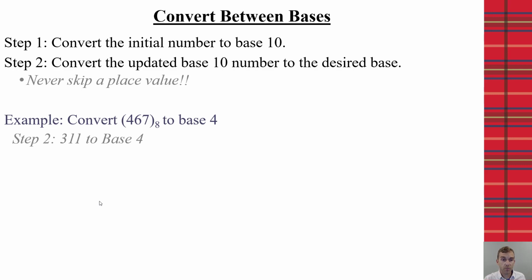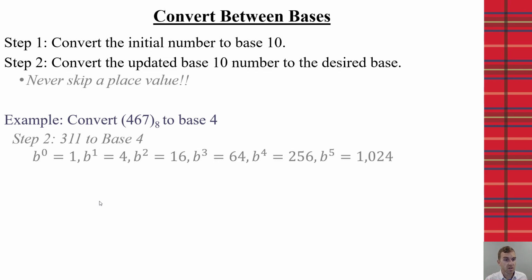So let's go through our base 4 powers. B to the 0 is 1, b to the first is 4, b squared is 16, b cubed is 64, b to the fourth is 256, and b to the fifth is 1024. Well, that's too big, so I'm not going to use that one. My greatest power is 256. So I start by taking 311 divided by 256. That's 1 with a remainder of 55.